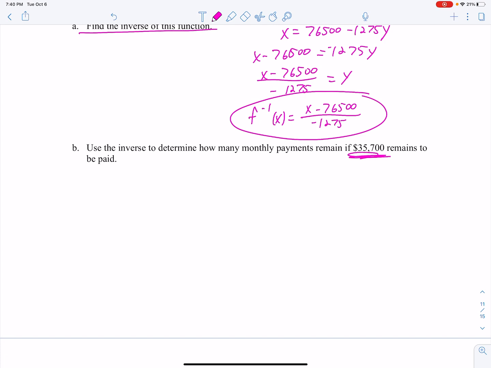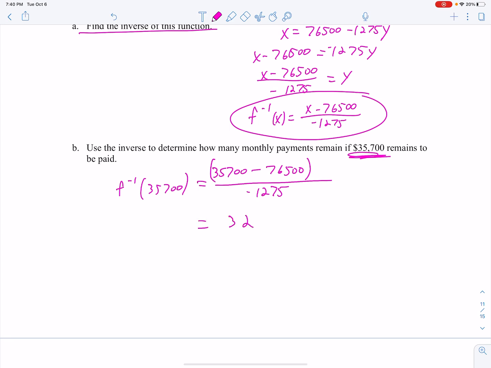So in other words, we're going to plug into the inverse. F inverse of that dollar amount, 35,700. So we plug in 35,700 minus 76,500 all over negative 1275. If you punch that into a calculator, make sure you put parentheses around your numerator. You should get an answer of 32 months. So that means 32 months to pay off $35,700.